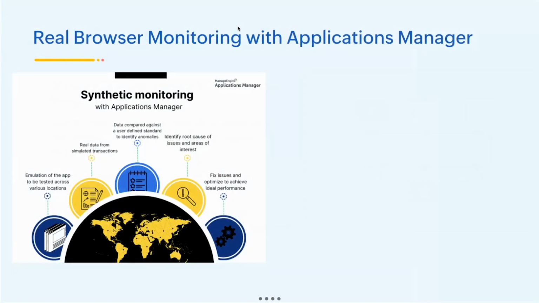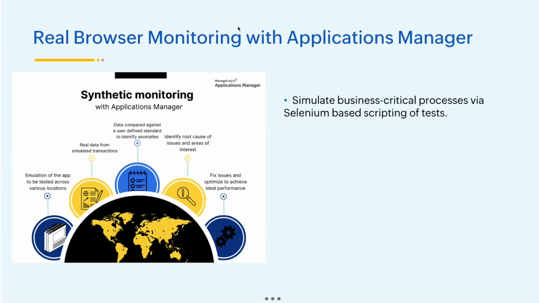Now let's see how Applications Manager's real browser monitoring facilitates synthetic transaction monitoring. Applications Manager's synthetic transaction monitoring feature, also known as the real browser monitor, opens up an actual browser like Firefox or Chrome from multiple geographical locations. It tracks how the elements in your website load from that particular location, and more specifically, the way your users view them. So this will help you simulate business critical processes via Selenium-based scripting of tests.